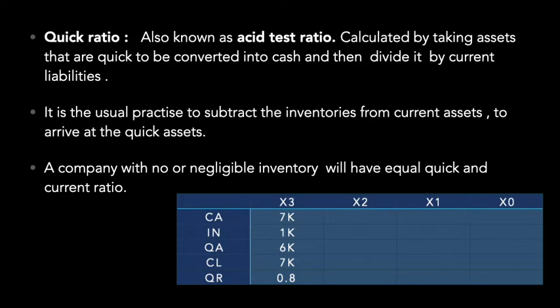to the quick ratio. As you can see here in the chart, the current assets are 7K, all the numbers in millions, and the inventory part is 1K, so your quick assets will be 6K, which is current assets minus inventory. You get your current liabilities, mentioned as 7K, and the quick ratio, which is quick assets by current liabilities, comes to 0.8.